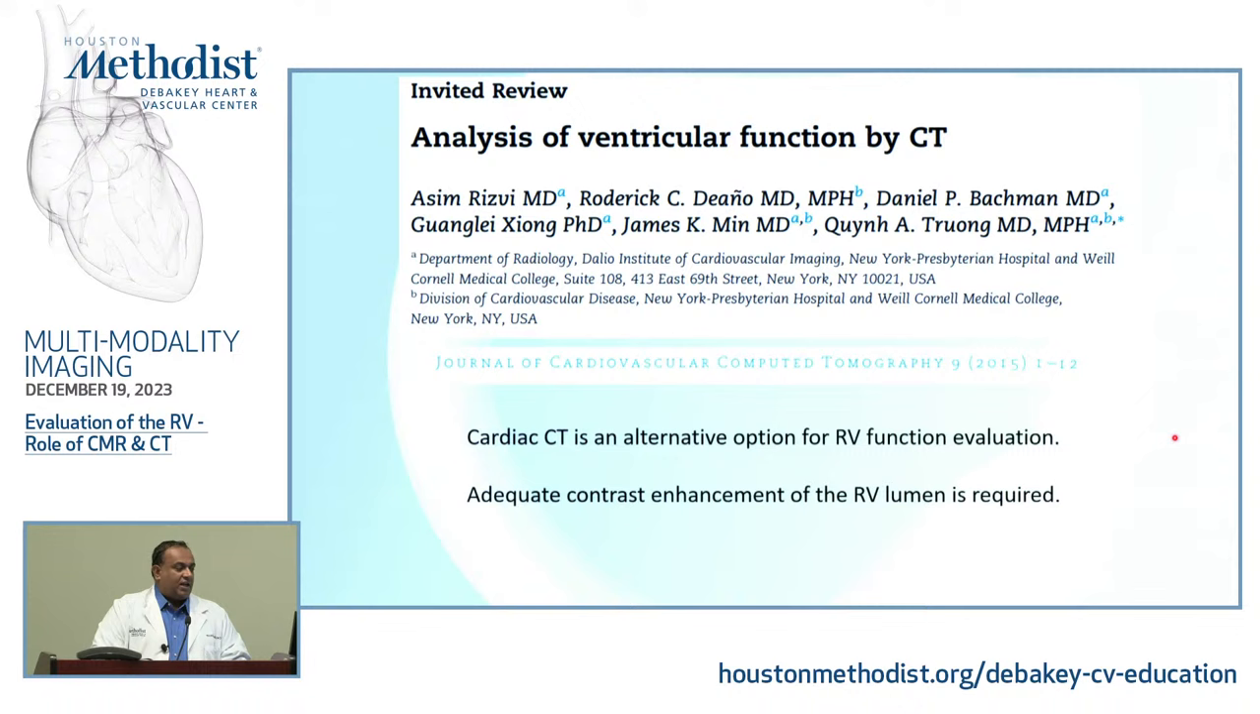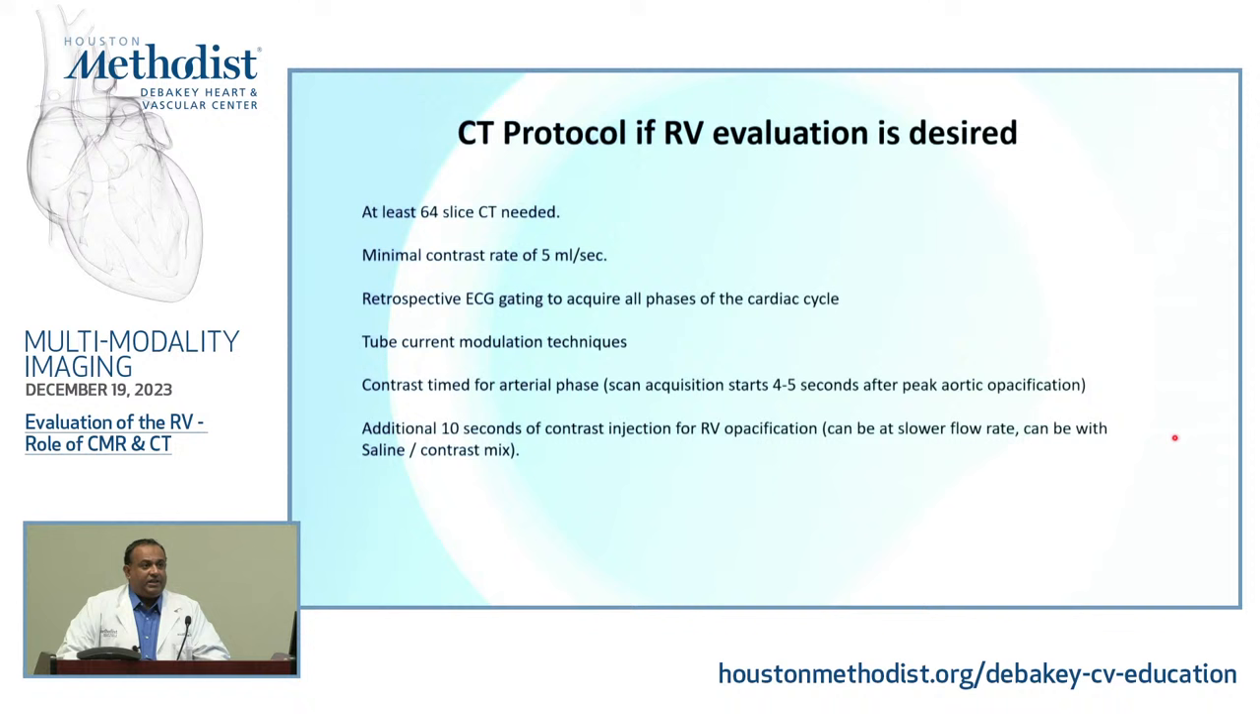So these are the main key points for our CT protocol if evaluation of the right ventricular structure and function is also desired. You've got to have a CT that's at least 64 slice. We take that for granted at Houston Methodist, but in the real world, some folks still have 16 slice CTs. The contrast rate that we typically use for our coronary studies has to be at least 5 mL per second. You can get away with lower contrast rates if you are doing CT just for evaluation of right and left ventricular function, but it's rare that you get an indication just for that reason.